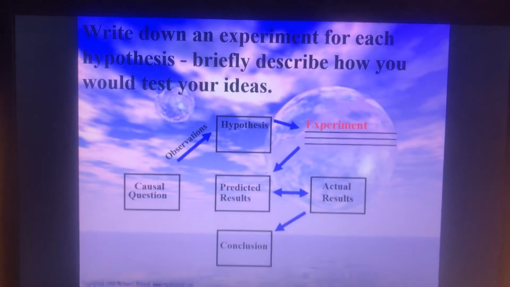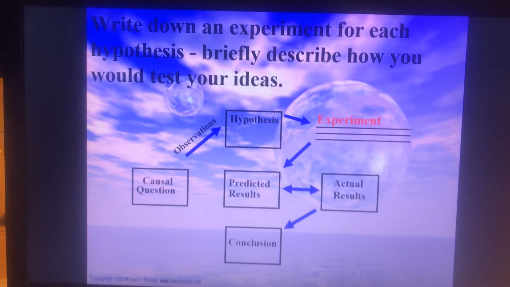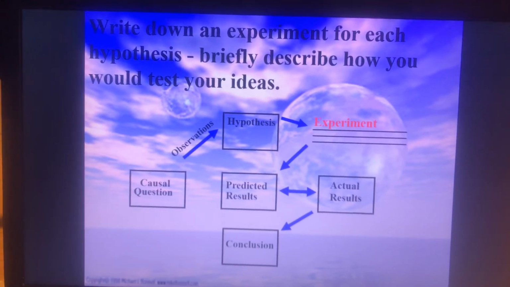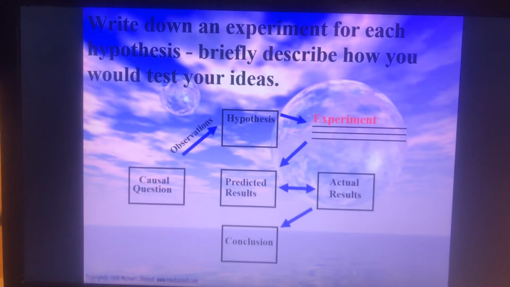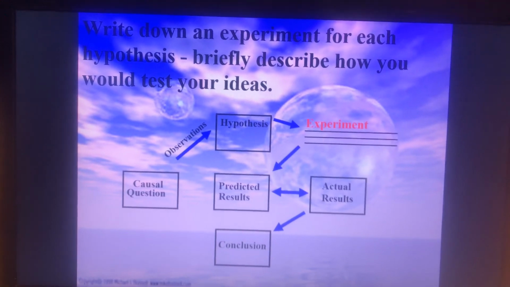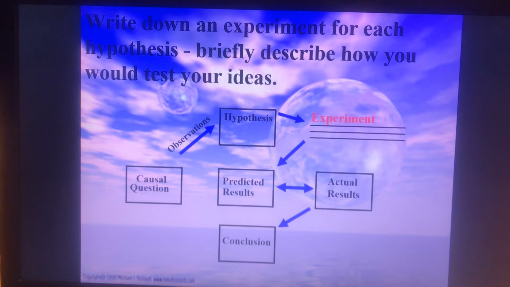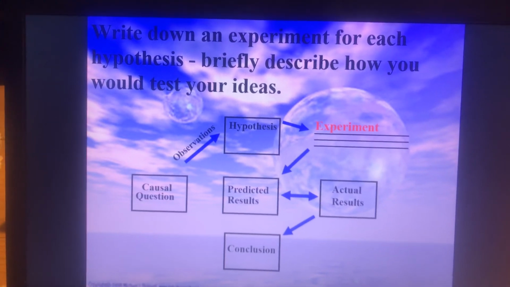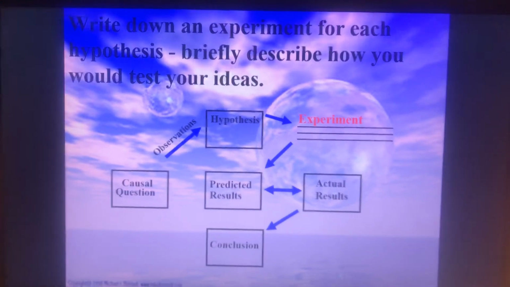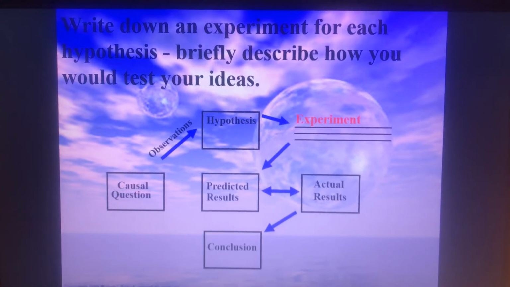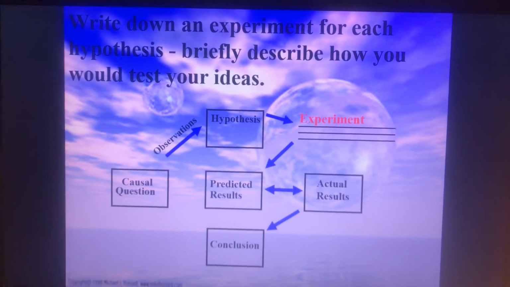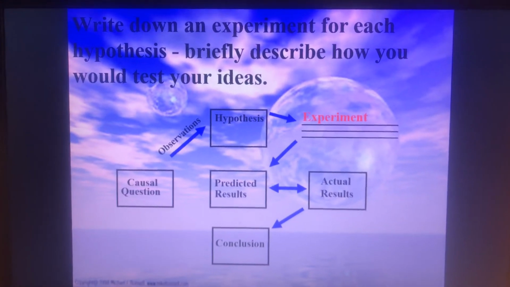Write down an experiment for each hypothesis. Briefly describe how you would test your ideas. So we do our observations, we have the causal question, we come up with a hypothesis, but then we've got to test our hypothesis, don't we? We have to have an experiment that can figure out what's going on here.